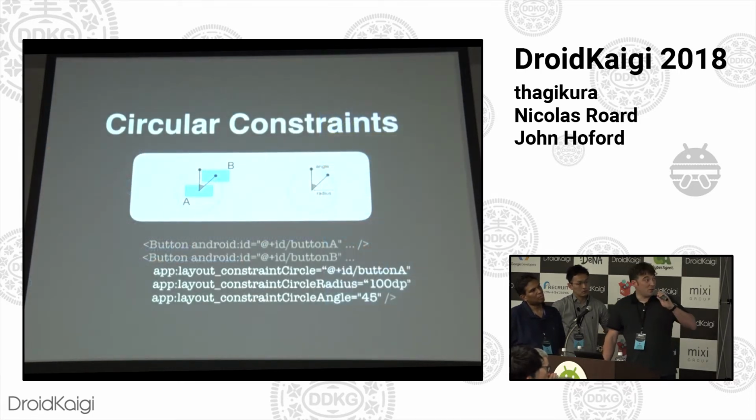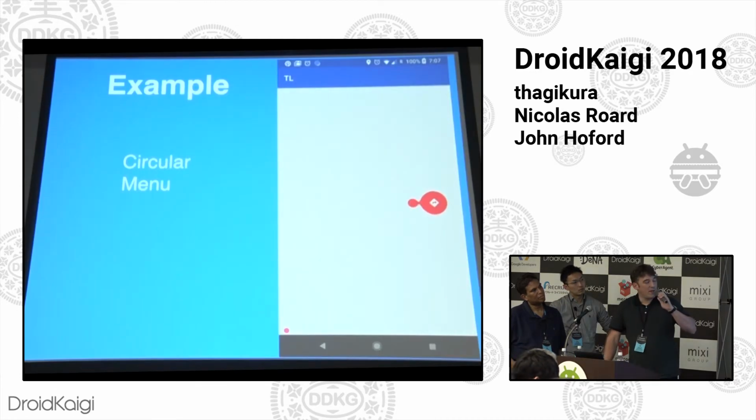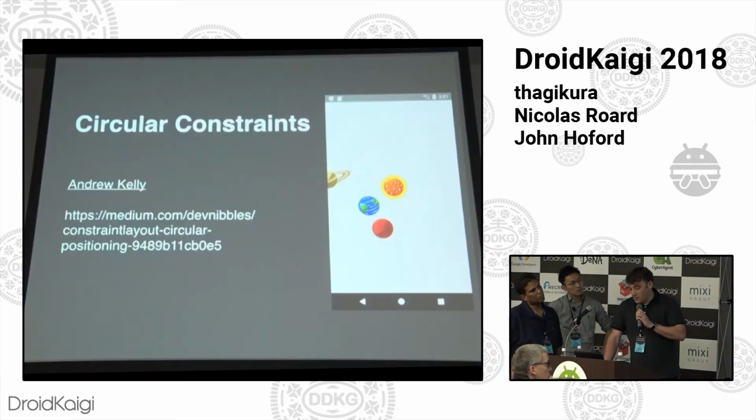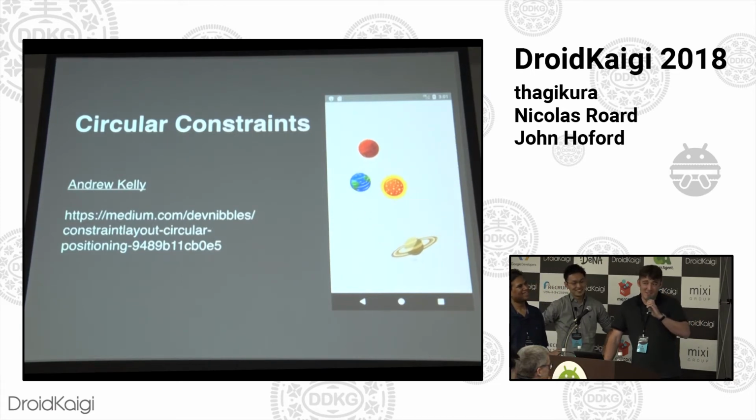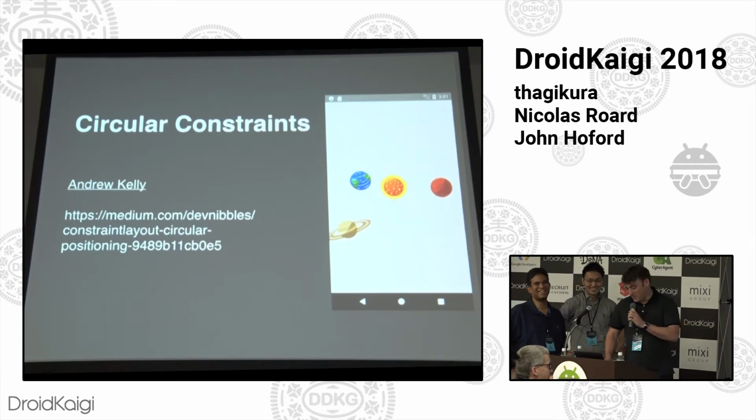We also added circular constraints, which is just a fancy way of positioning an element relative to another one, but on a circle, essentially. For example, you can use it in a circular menu, something like that. Andrew Kelly did something that very clearly is absolutely necessary in your application to do, but you get the idea.